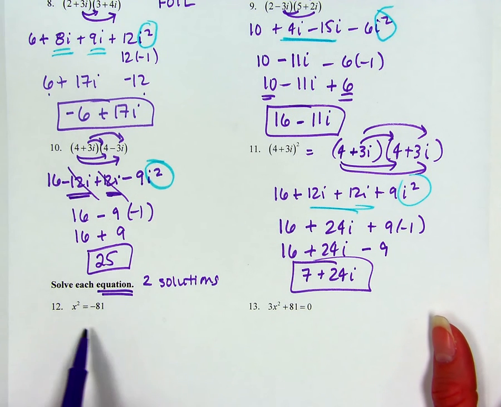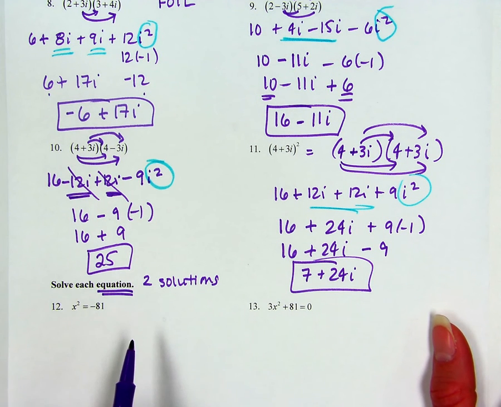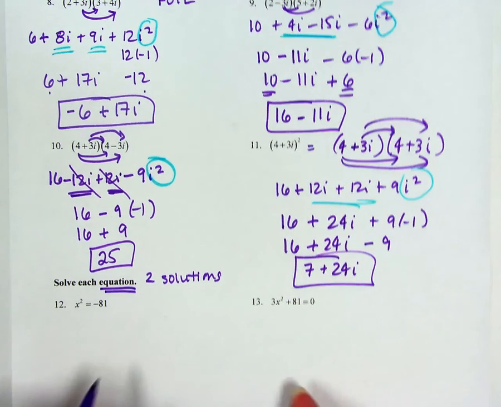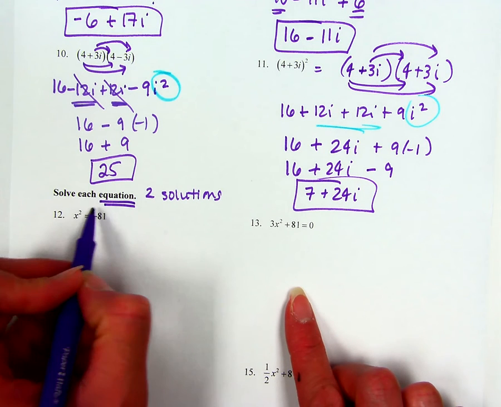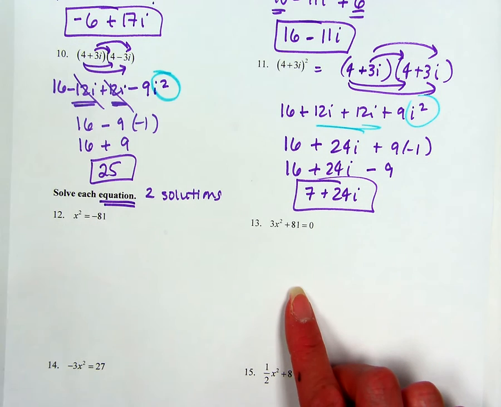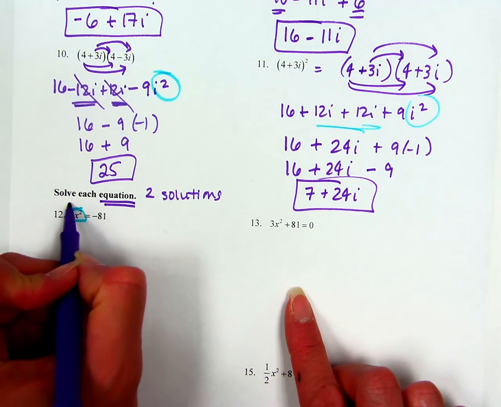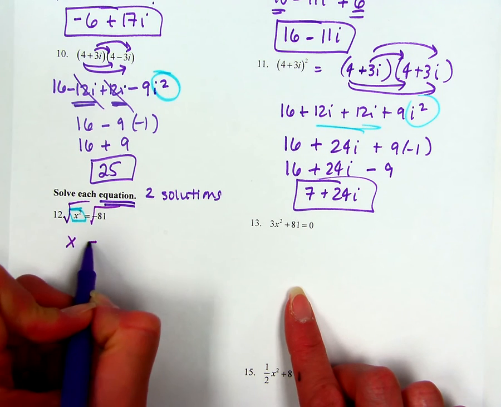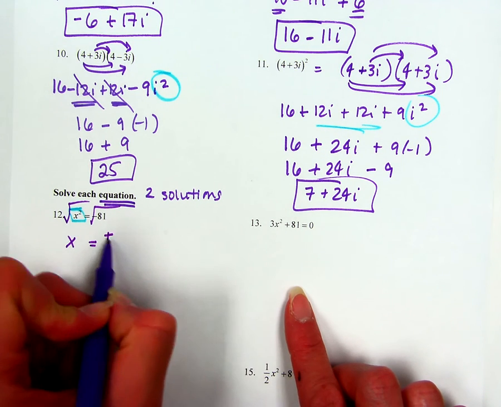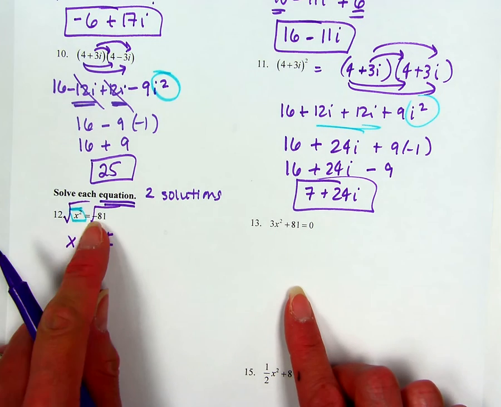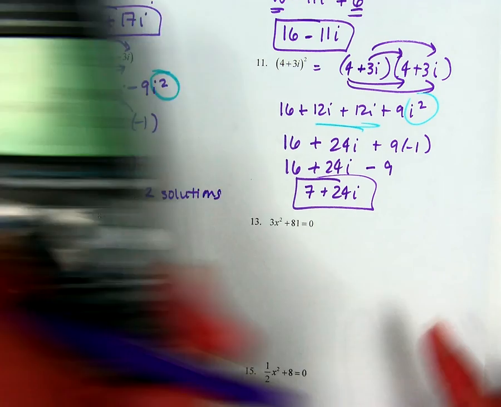All right, this is solving exactly like what we did yesterday, except you might get imaginary solutions. So there is an equation, there's an equal sign. You want to isolate the x squared. Once this is all by itself, to undo it, you take the square root. So I've got x equals, since I need two solutions, I know it's going to be plus or minus. But now what's the square root of negative 81?